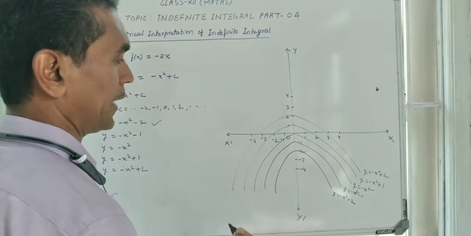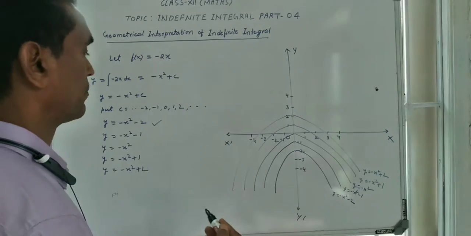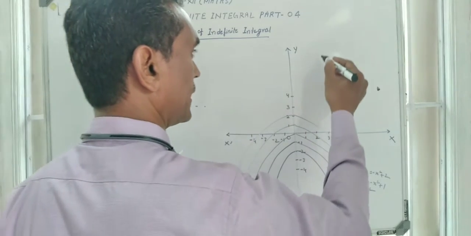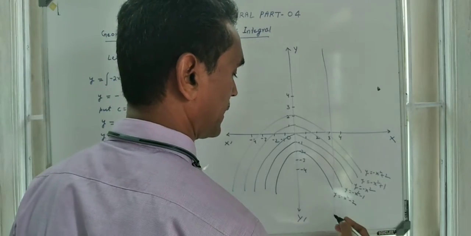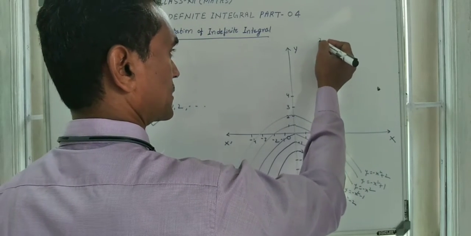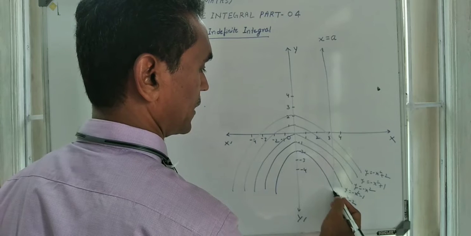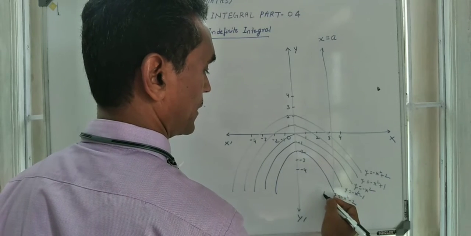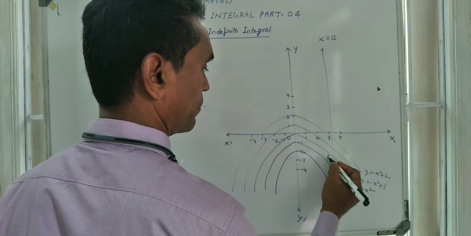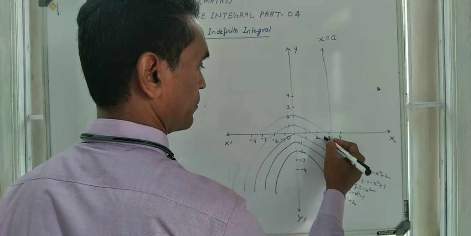Now you draw a line perpendicular to the x-axis. The x-axis means the variable of integration. Variable of integration is here x. So draw any line parallel to the y-axis and perpendicular to the x-axis. Let the equation of this line be x equals a. It cuts the graphs at points P1, P2, P3, P4 and P5.